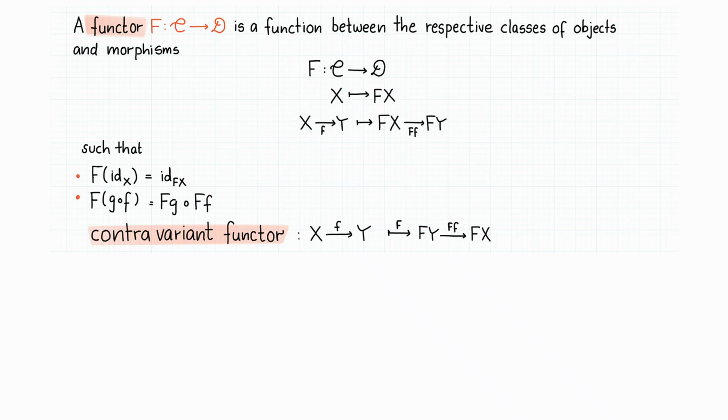And then we have this notion of a contravariant functor, where everything remains the same, but the direction of F switches. So it maps a map from X to Y to a map from FY to FX. And this happens in a lot of situations in mathematics, so it's okay to give it a name.